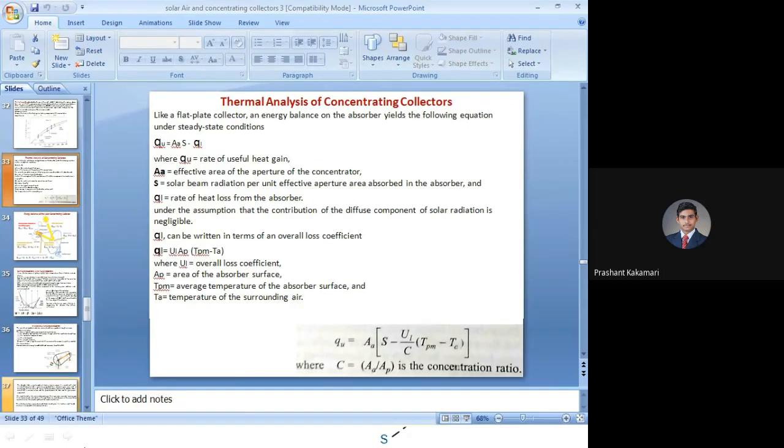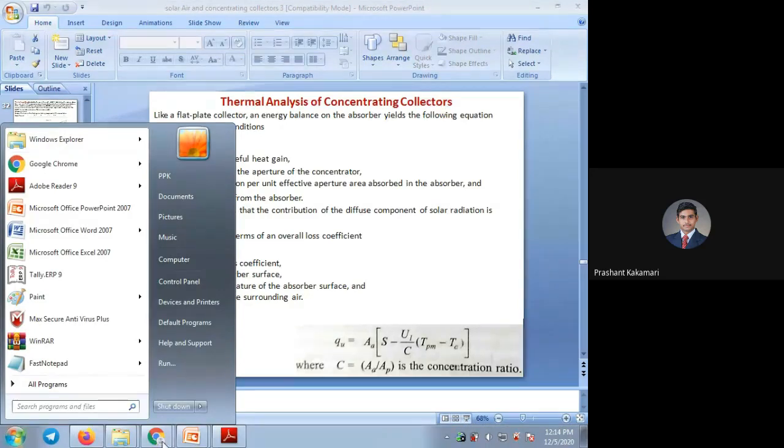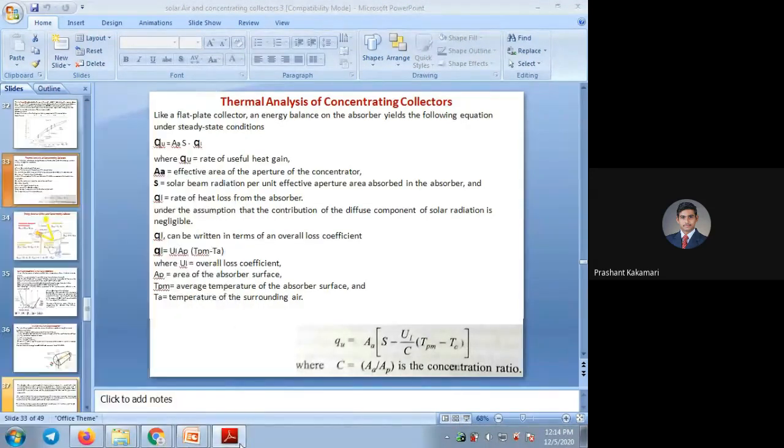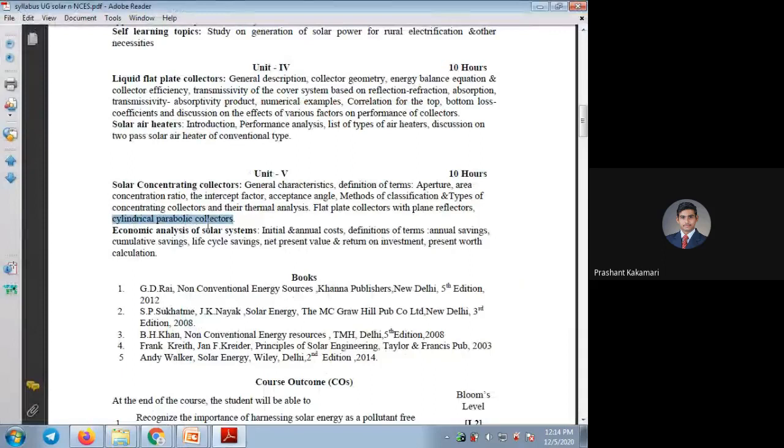So later, the last part we have to discuss is the theory part of these cylindrical parabolic collectors. To understand some heat transfer with respect to this concentrating collector, I have taken an equation, so that will complete today. And from next week, probably we can start with the economic analysis of solar systems. Okay, so this is about the last module, the fifth module, that we have discussed.